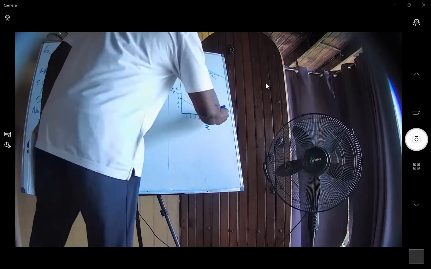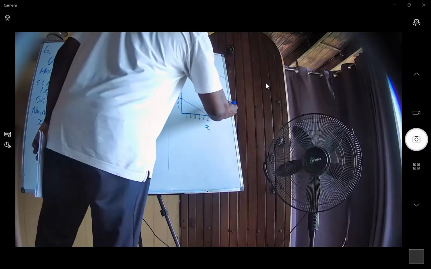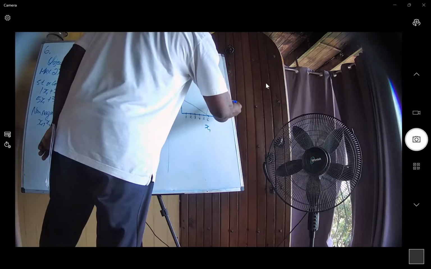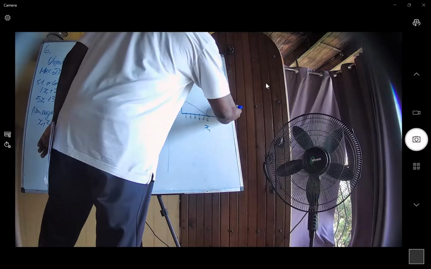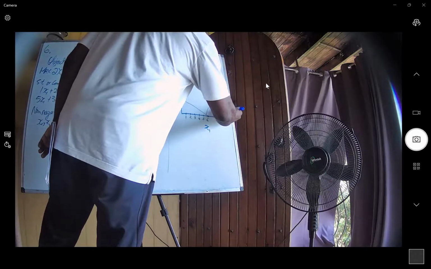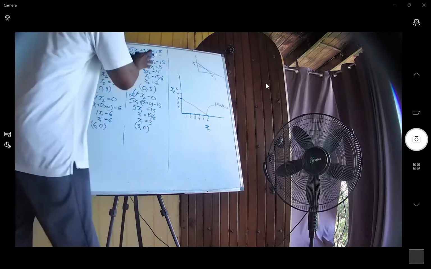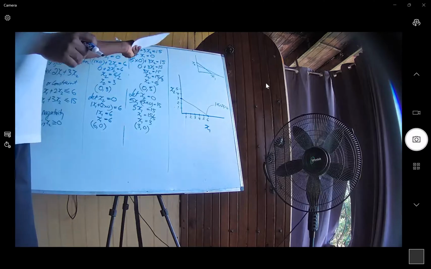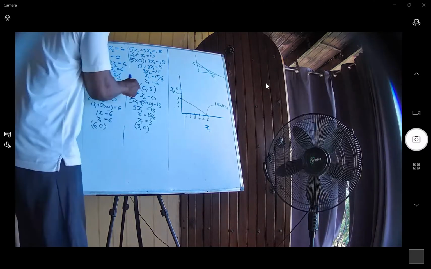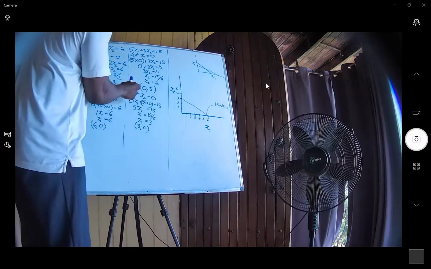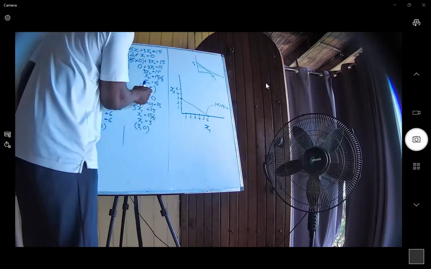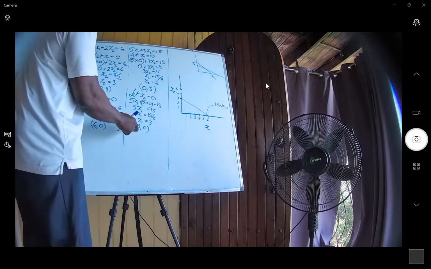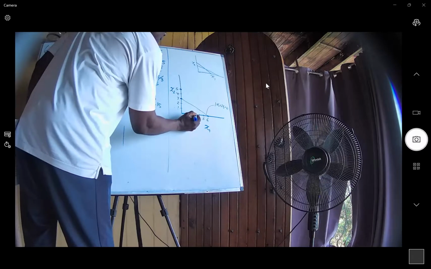So because this is the furthest point, I want to label this. I always want to label, because I have 2 lines or 3 lines, I want to know which line is which. And then come over to this line now, and it's 5x1 plus 3x2 is equal to 15. So when x1 is 0, x2 is 5. And when x1 is 3, x2 is 0.